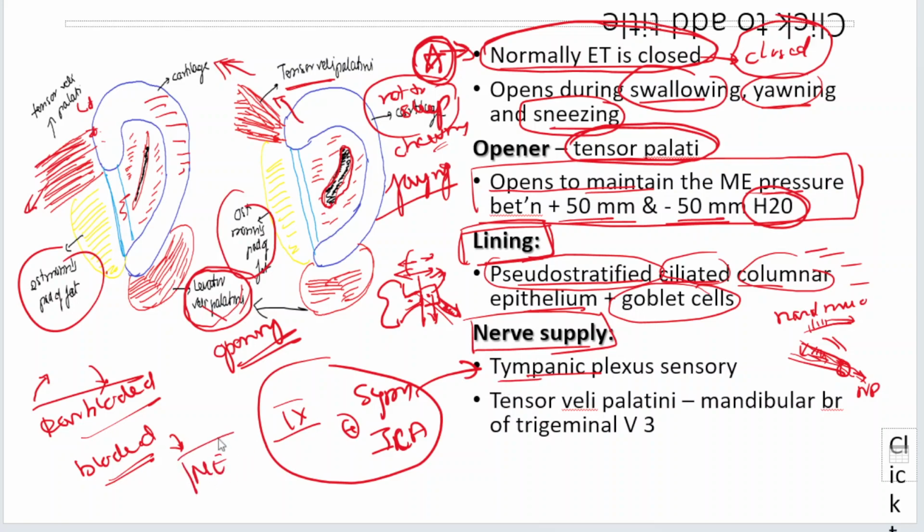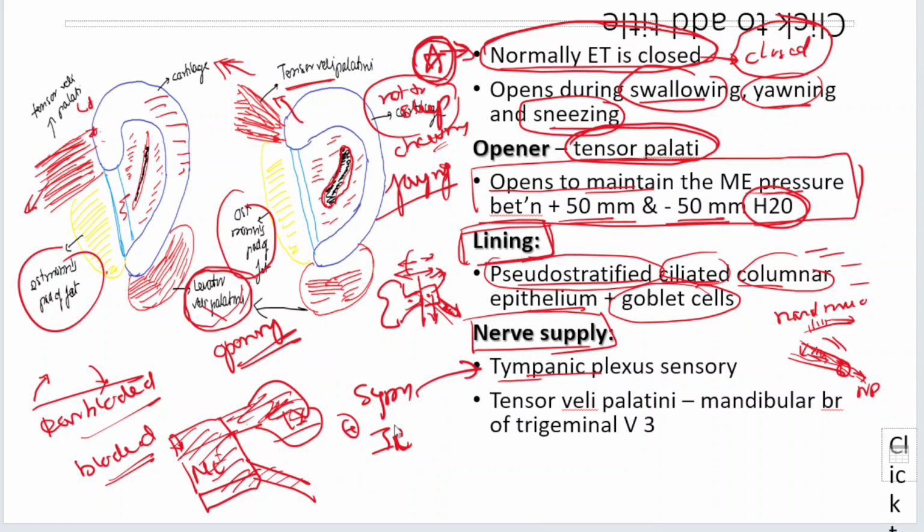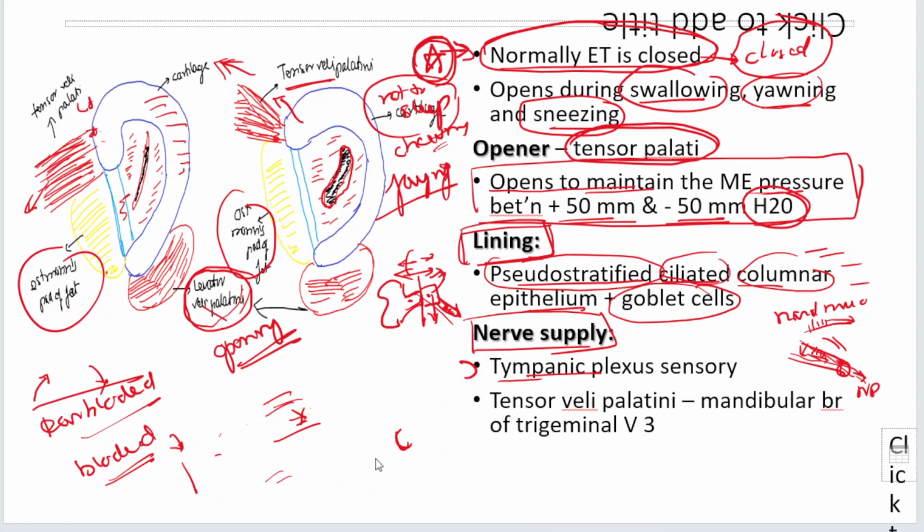Whole of the middle ear means what? The middle ear cavity proper, the attic, the hypotympanum, the aditus ad antrum, the mastoid air cells, and the Eustachian tube. All this is supplied by the tympanic plexus. Okay, and what is the nerve supplying the tensor veli palatini? It is the mandibular branch of the trigeminal nerve, which supplies the tensor veli palatini, responsible for opening of the Eustachian tube.